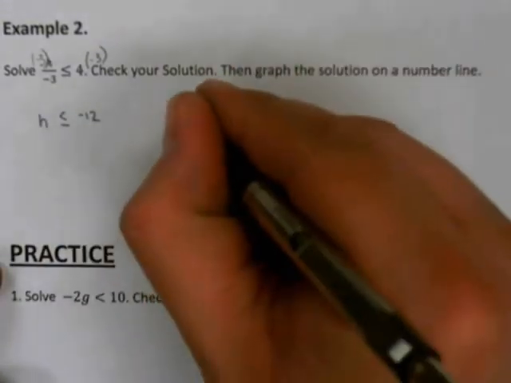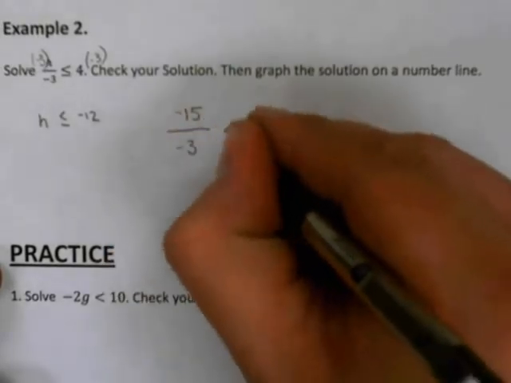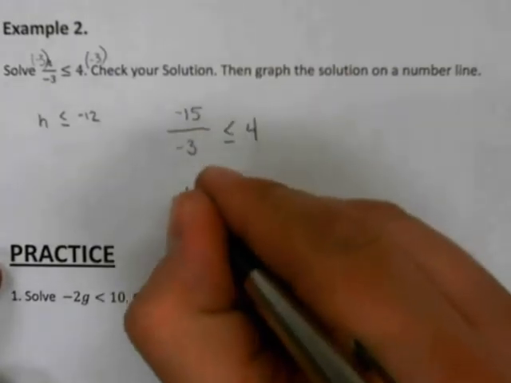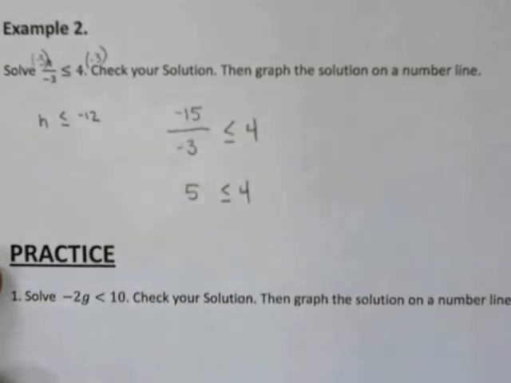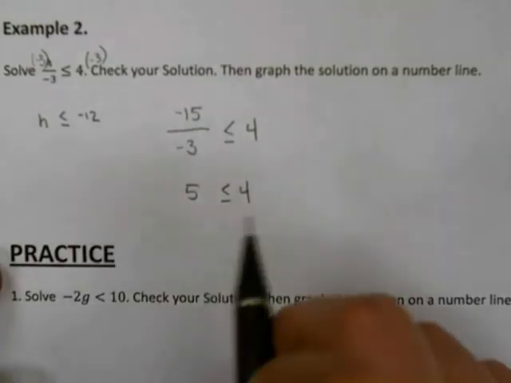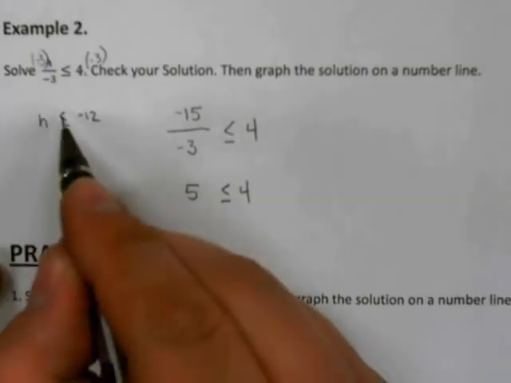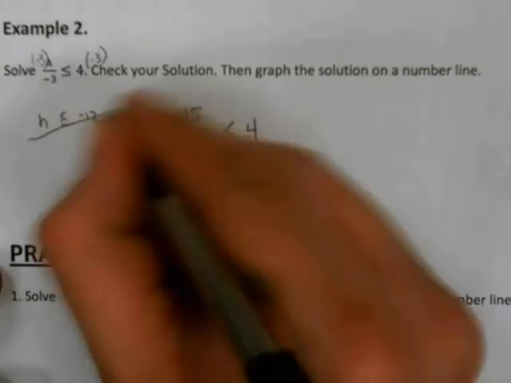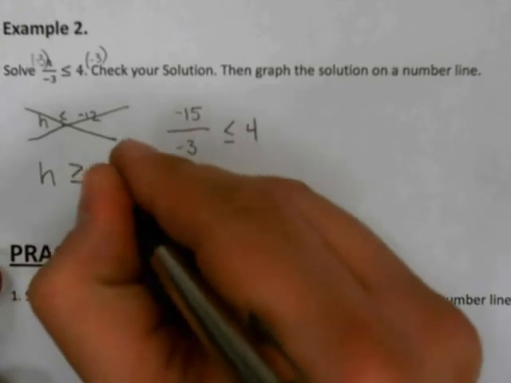Okay, now if we check our solution here, h is less than negative 12, so we'll try negative 15. And negative 15 divided by negative 3 is less than or equal to 4. Negative 15 divided by negative 3 is a positive 5, is less than or equal to 4. Is this a true statement? Nope. If you notice, what I didn't do is that when I multiplied by a negative 3 on both sides, I have to switch the sign. It was less than or equal to, it needs to be greater than or equal to now. So h is greater than or equal to negative 12.